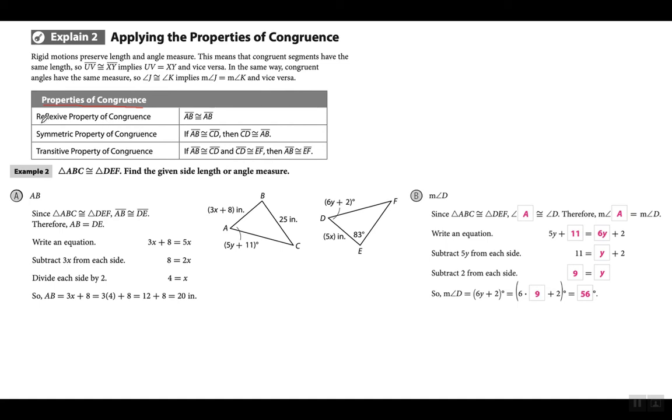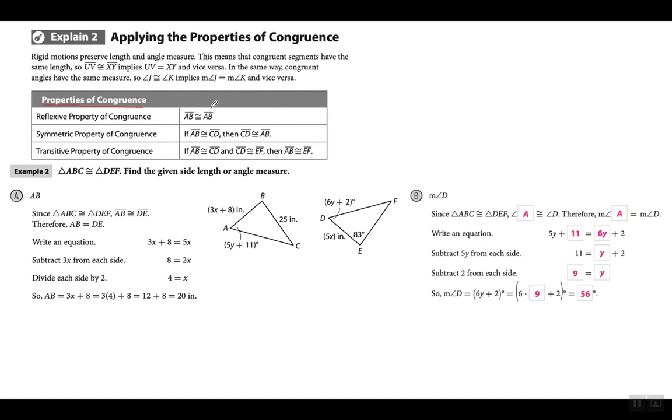Okay, first of all, the reflexive property of congruence. A segment is congruent to itself. A segment is congruent to that same segment. Right now, you're probably like, I don't get it. That's common sense. You're right. It is common sense. When we get to a problem, I'll show you when it's used. But that's the reflexive property.